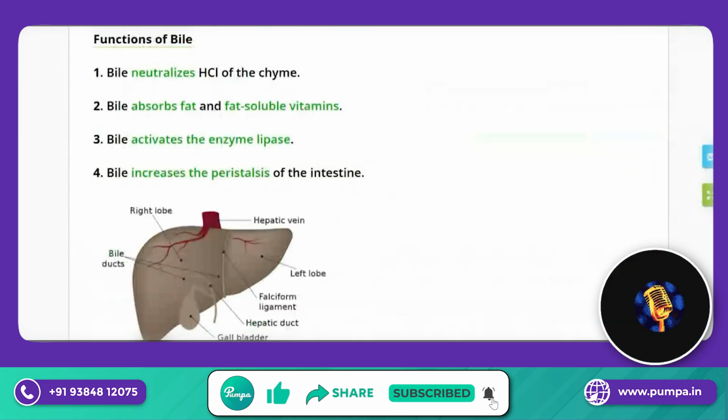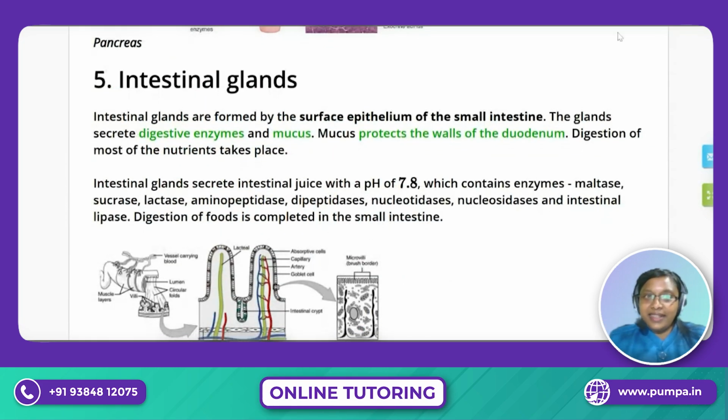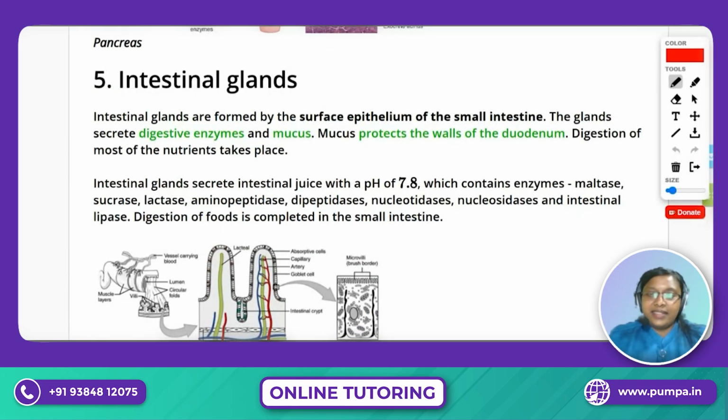Liver, the name itself, it's the intestine, right? Intestine. The complete digestion is in the small intestine. The surface epithelium of the small intestine will have this intestinal juice. The intestinal glands will be giving some secretions. Everyone, any doubts as of now?